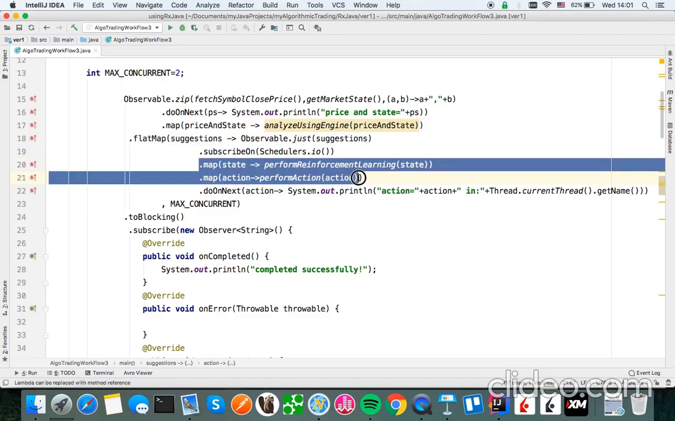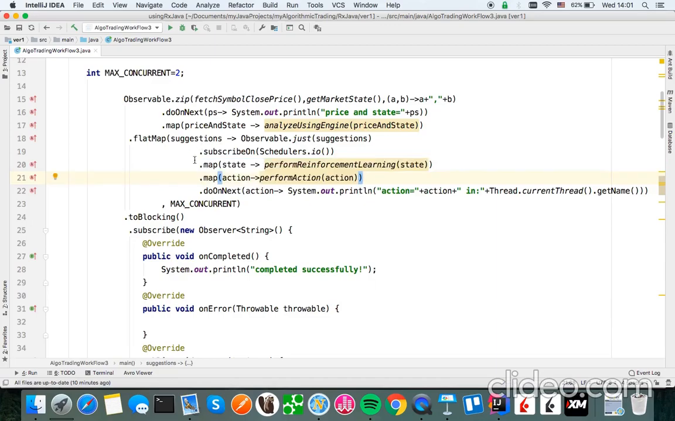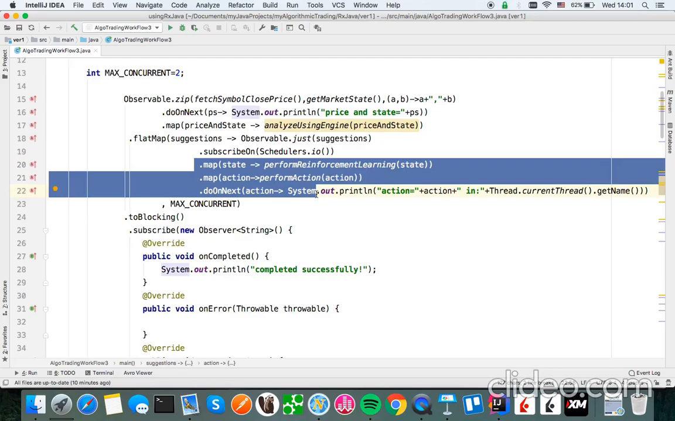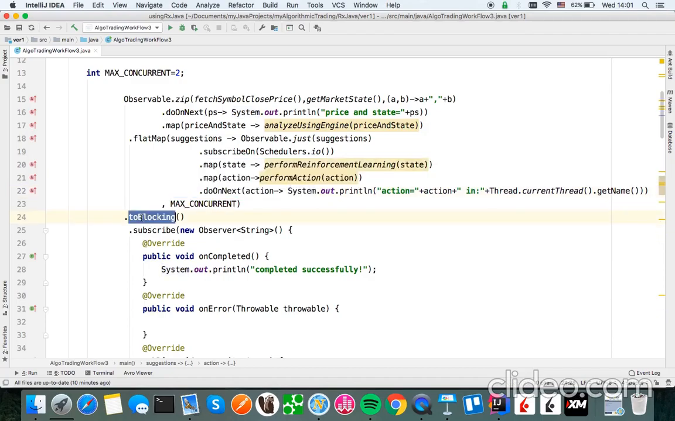Although these are taking place synchronously, because it is on a separate thread, it is asynchronous and we are doing multi-threading. And then when you use toBlocking, it just returns back to the main thread and gives the results.